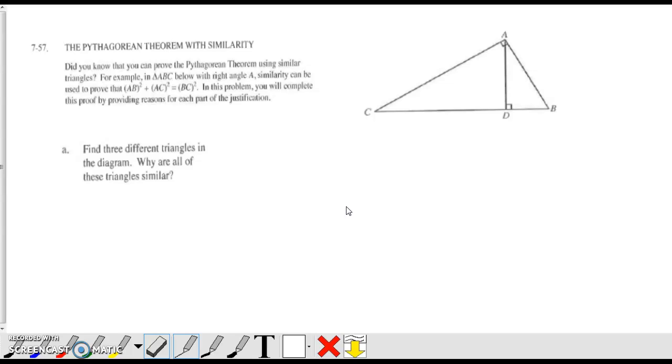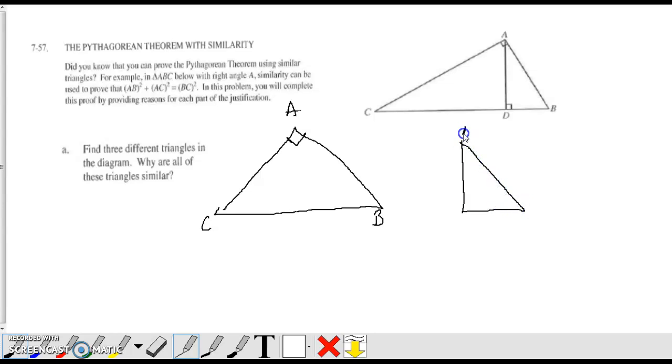Go ahead and try to pause the video and rewrite these triangles as three separate triangles. All right, so if you're coming back, hopefully the first triangle you saw was the one that they originally stated. This is our right angle, so this is our A, this is our B, and this is our C. Okay, I see a smaller triangle right here.